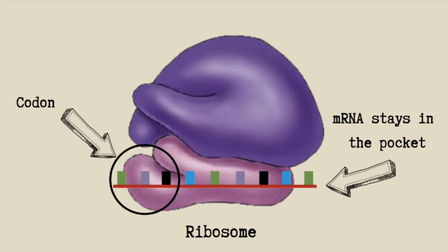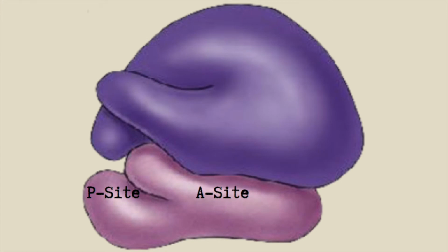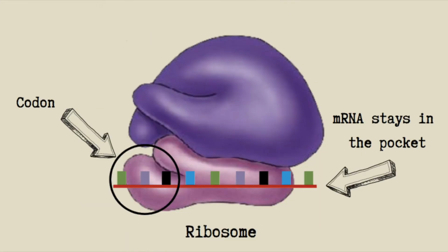The pocket has two sites, a P site and an A site. Each site is limited to holding one codon at a time. A codon is a sequence of 3 nucleic bases that correspond to a code for an amino acid. Throughout the process of translation, mRNA stays in the ribosomal pocket.